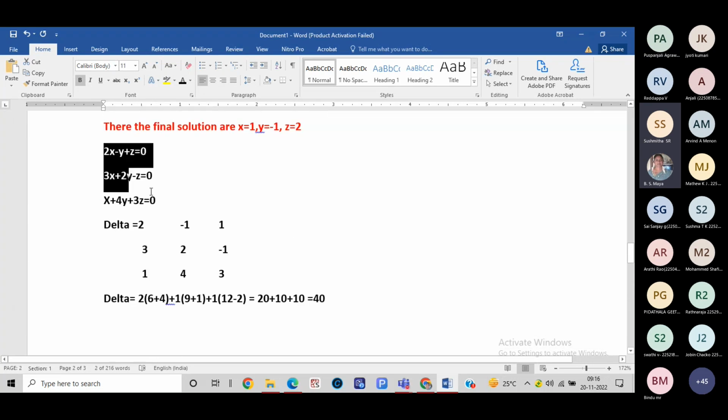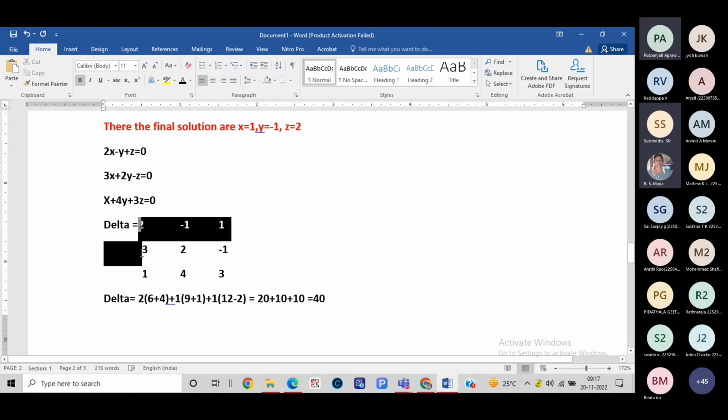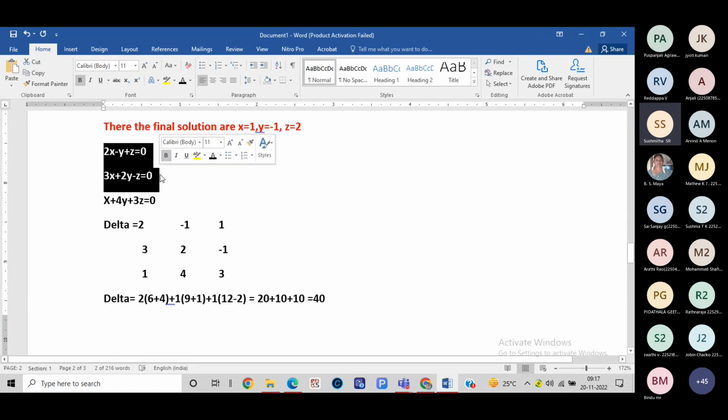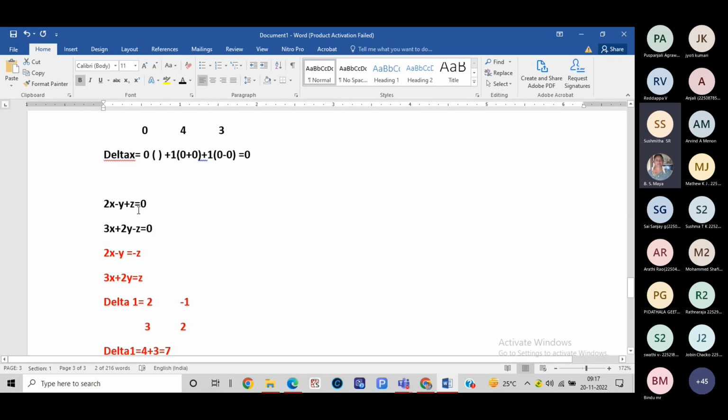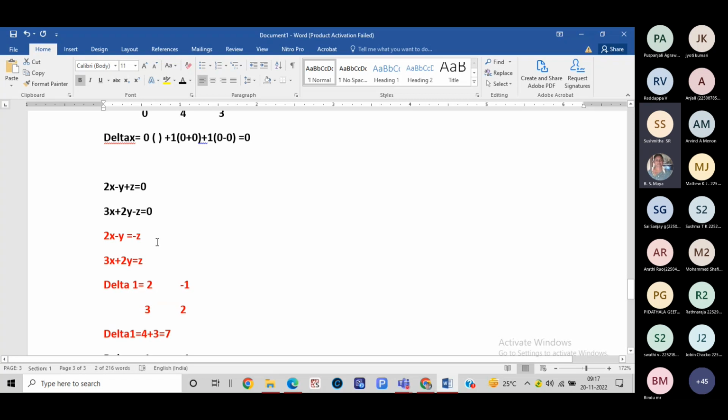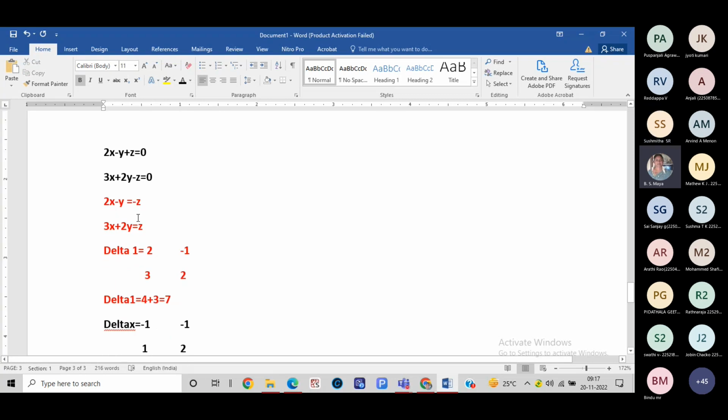The question has three equations. Normally we find x by replacing the first column with 2, 3, 1. But because it is a homogeneous system, I am taking these two equations and finding the delta value for the z value. Now I got 2x minus y plus z is equal to 0, and 3x plus 2y minus z is equal to 0. I am just converting into this format, minus z and z.